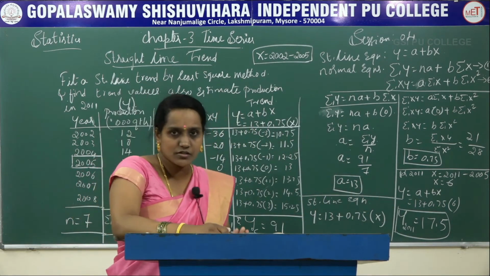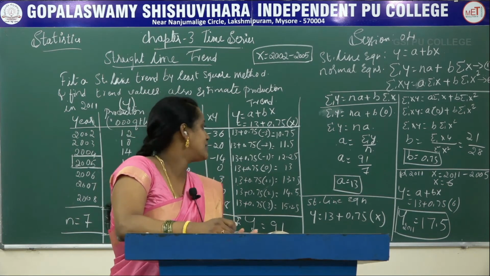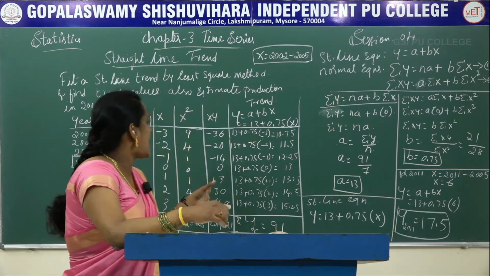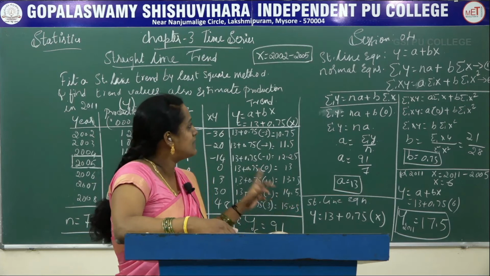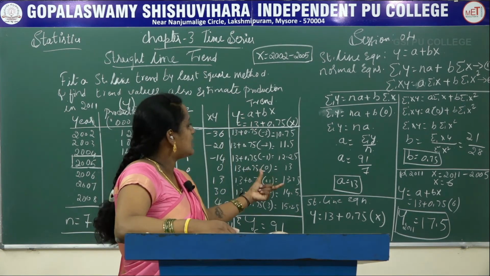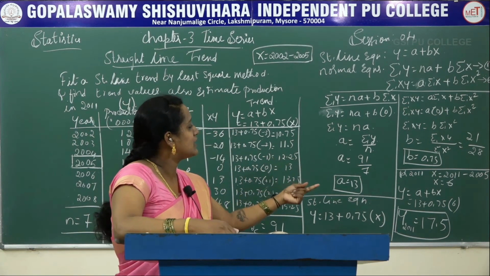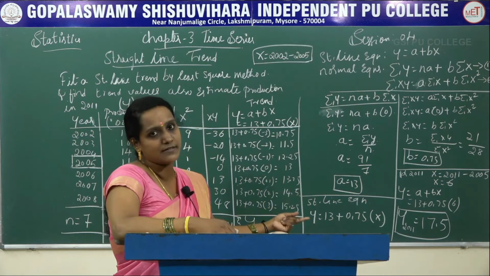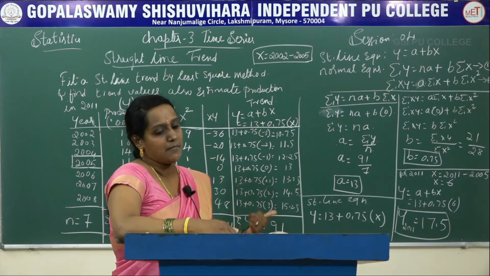In examination, they will ask this type of problem for 10 marks, and each column in the tables will also carry marks. The A and B values carry 1 mark, your normal equation carries 1 mark, and the substitution of trend values will also carry marks. The calculated estimated value will also carry marks. Totally, if they ask this problem, that is for 10 marks.